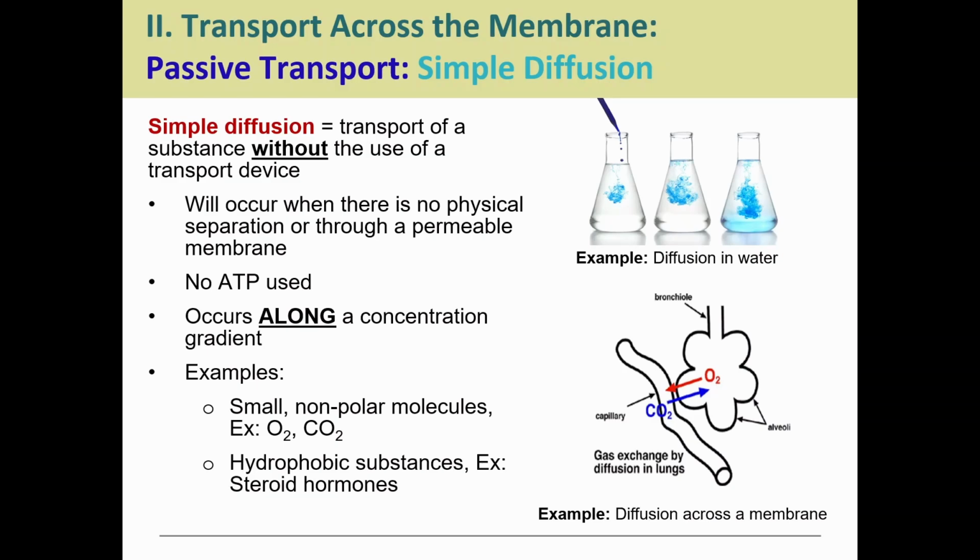It's just basically the random collisions and interactions of the molecules that are moving around. They're going to just bump into each other and push away from each other until they finally have dispersed all the way throughout. Again, this is free because we're going from high to low. So what are some examples? Small nonpolar molecules like oxygen and carbon dioxide. So when we breathe, when we do that exchange of oxygen and carbon dioxide, simple diffusion is all it takes, really easy. We can also use this with hydrophobic substances like steroid hormones. Because they're hydrophobic, they can pass right through the membrane, no problem.